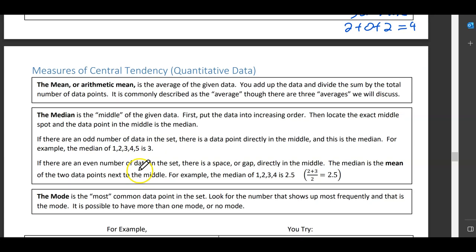And then the mode is the most common. You can have one answer for mode. You can have no mode. You can have a bimodal data set. You have multimodal. That's not a unique answer. The other ones are unique answers.